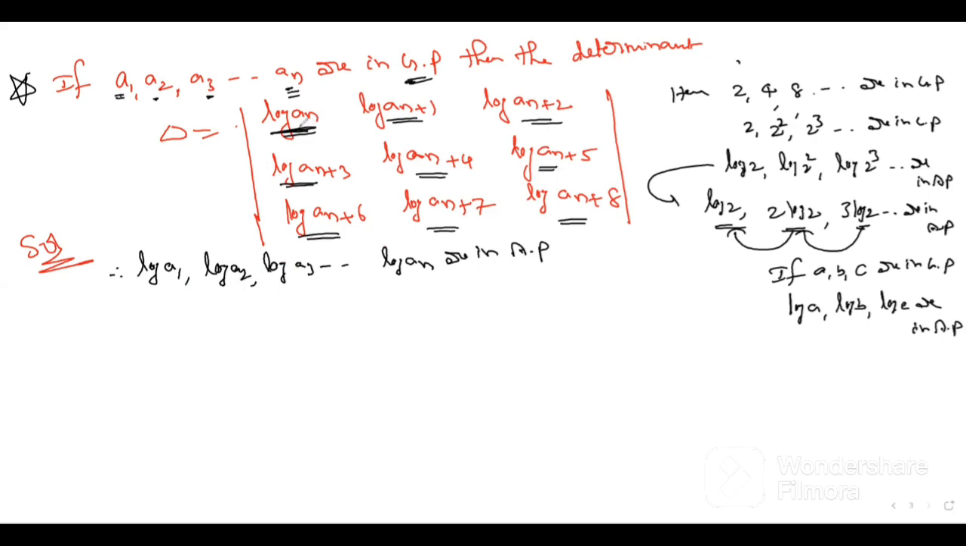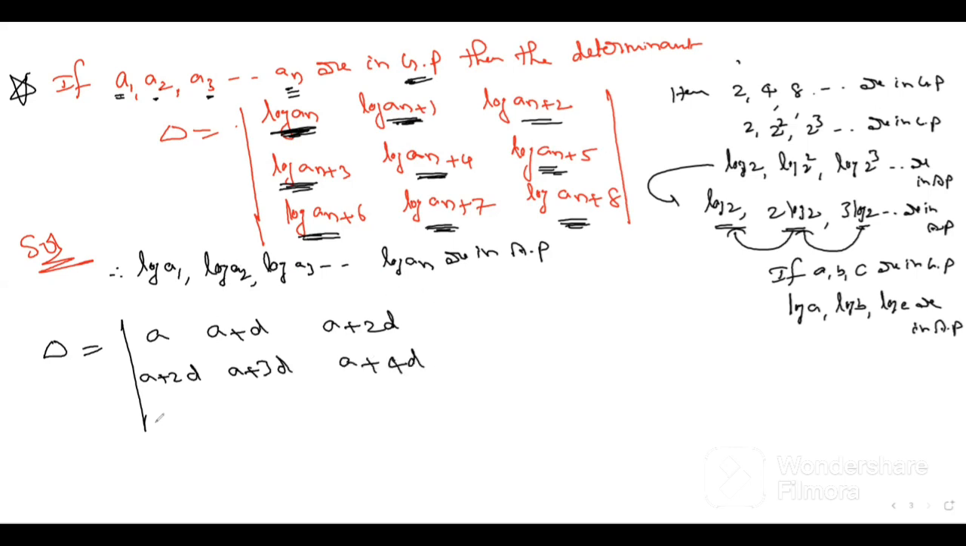Here, let us take log AN is equal to A. Delta is equal to log AN, let us take A. Log AN, log AN plus 1, log AN plus 2, log AN plus 3, log AN plus 4, log AN plus 5, log AN plus 6, log AN plus 7, log AN plus 8 are in AP. Let us take log AN is A. Log AN plus 1, the next term, is A plus D. Next term is A plus 2D. Here A plus 2D. Here A plus 3D. Here A plus 4D. Here A plus 5D. Here A plus 6D. Here A plus 7D.